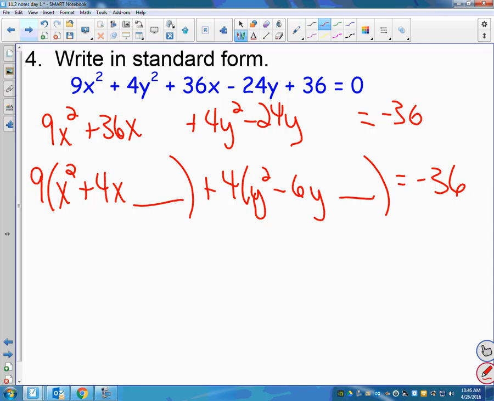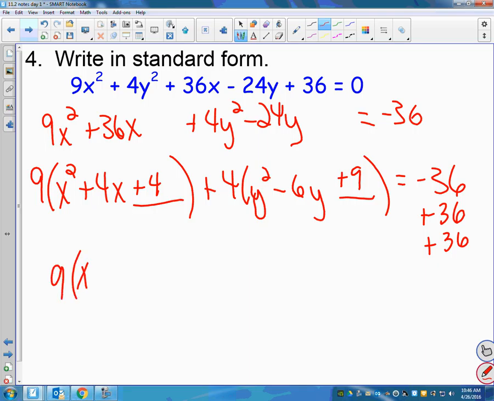So hopefully we feel pretty good about half that middle number and squaring it. So half of 4 is 2, and 2 squared is 4. But remember, I'm not just adding 4 over here, I'm adding 4 times 9. So I'm actually adding 36. Half of negative 6 is negative 3. Squared is 9. And again, 9 times 4, I'm actually adding 36 over here.